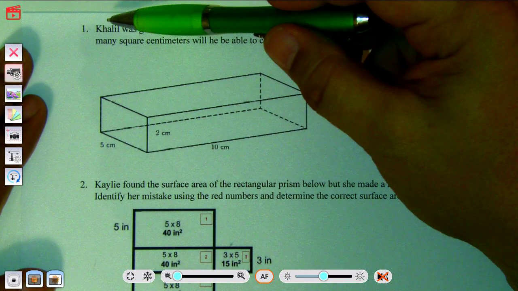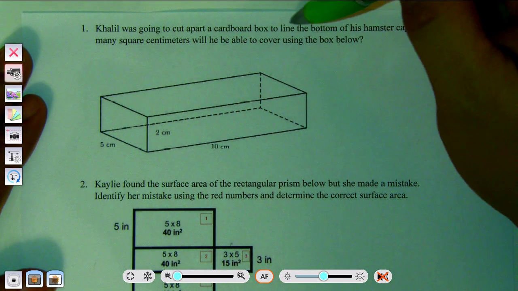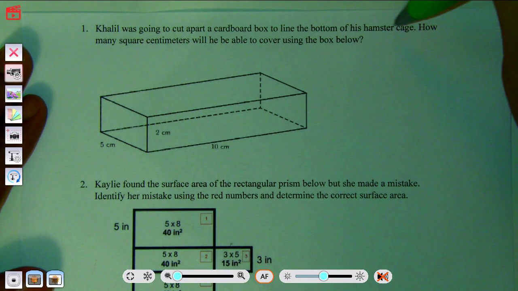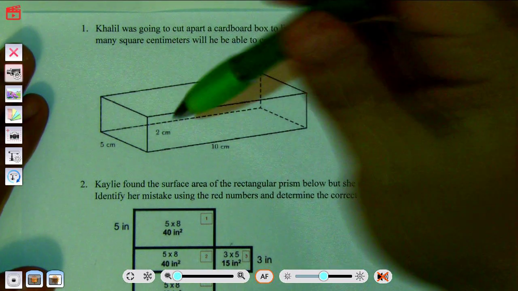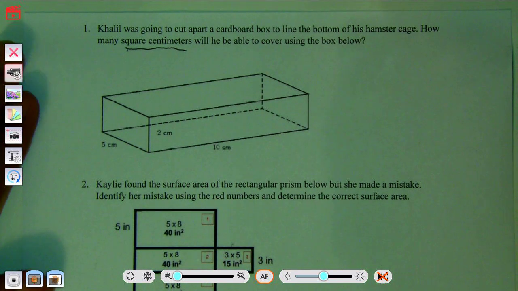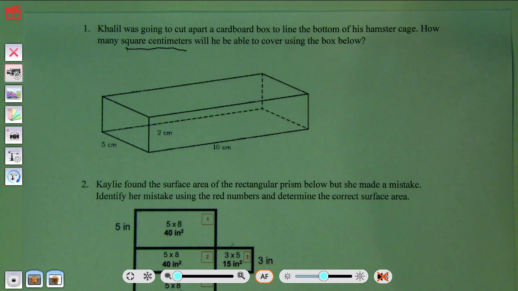We have Khalil's going to cut apart a cardboard box. We have a picture. To line the bottom of the hamster cage, how many square centimeters will he be able to cover using the box? So we're covering with square centimeters, not cubic centimeters. This is not a volume question. This is a surface area question.